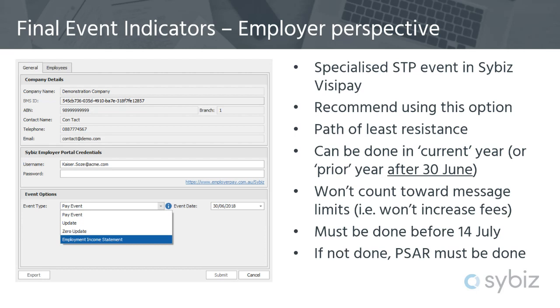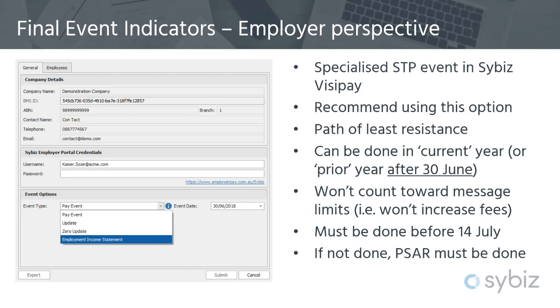So as I said, we have something called the employment income statement to do your final event indicator process, and that's just what we call a specialized STP update event that Sybiz has created to make your life easier. It's just a matter of choosing that from the event type dropdown. Most of the STP reporting you would do is just pay events. Occasionally you do an update event, and even less occasionally a zero update event, but once a year we do the employment income statement. You can just do an update event and tick everyone's final event indicator yourself if that's what you want to do, but if you want to automate it, then this is the one to use.